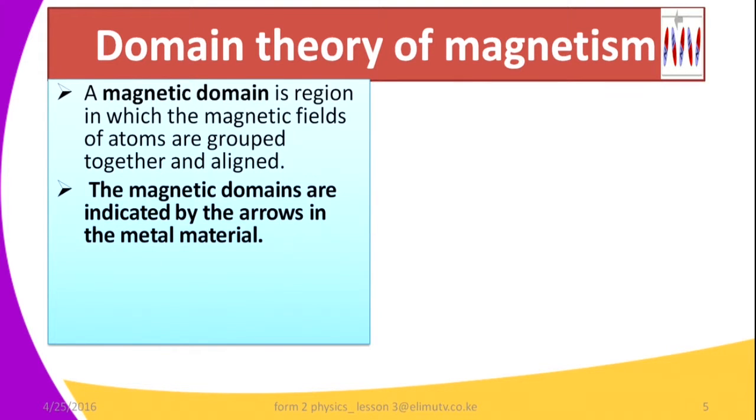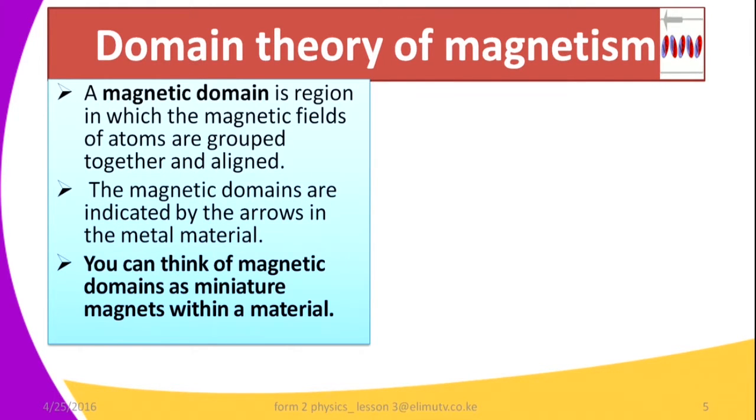The other thing that we need to know about magnetic domains is that they are indicated by arrows in the metal material. Now, let's look at one of the properties of magnets. Magnets have polarity. Actually, magnets have poles. They have the north pole and the south pole. The fact that we have a north pole and a south pole gives us an idea of direction. Therefore, when we want to indicate the magnetic domains or the magnetic molecules within the domains, we use arrows to indicate the direction of the magnetic line of force. And the magnetic line of force, as we're going to see later on, moves from the north pole to the south pole. That's why they are always indicated by arrows within a given material.